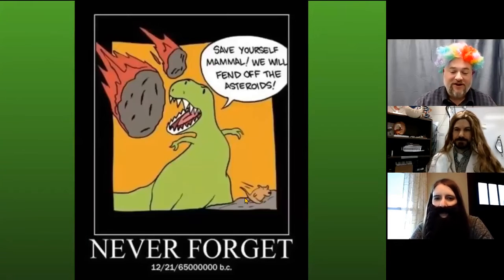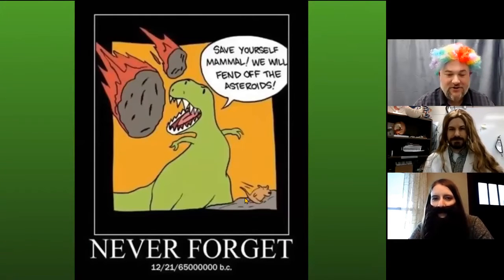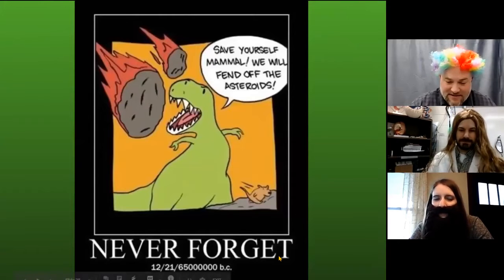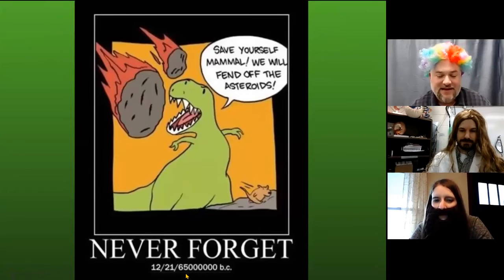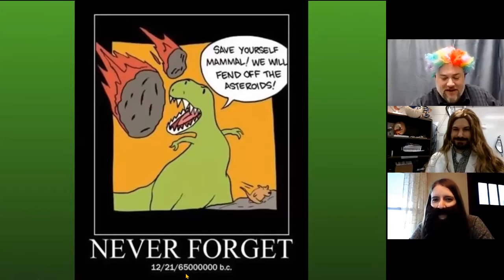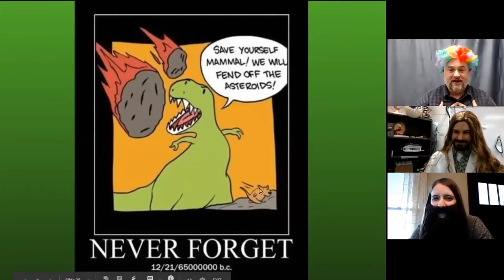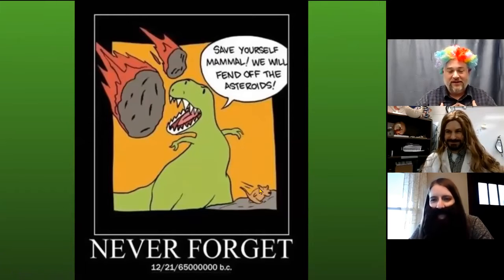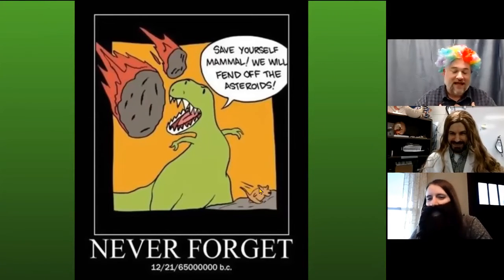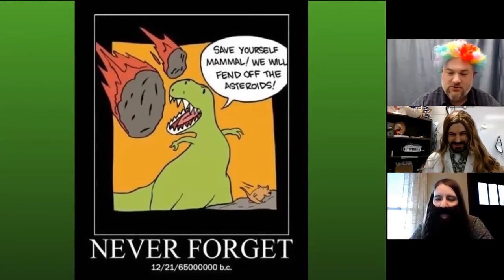But first, one of my favorite cartoons, I'll read it to you. It says, "Never forget," right there, and it tells you the year 65 million BC. And we got a Tyrannosaurus there saying, "Save yourselves, mammal. We will fend off the asteroids." And you can see one of our little ancestors running away. So we owe our lives to the dinosaurs. They took the brunt of the asteroid for us. Not really. I just thought that cartoon was super funny.